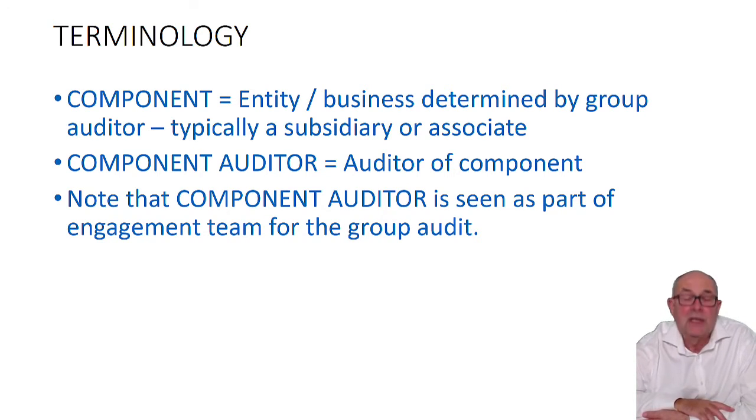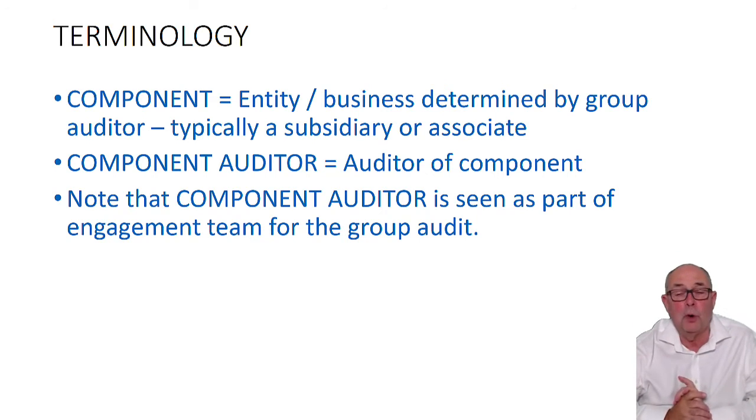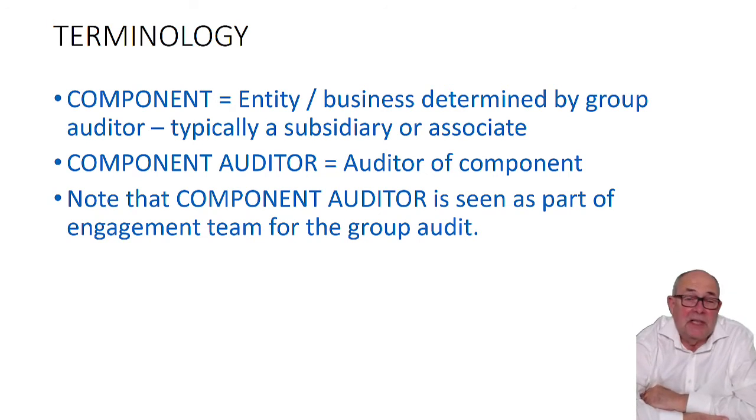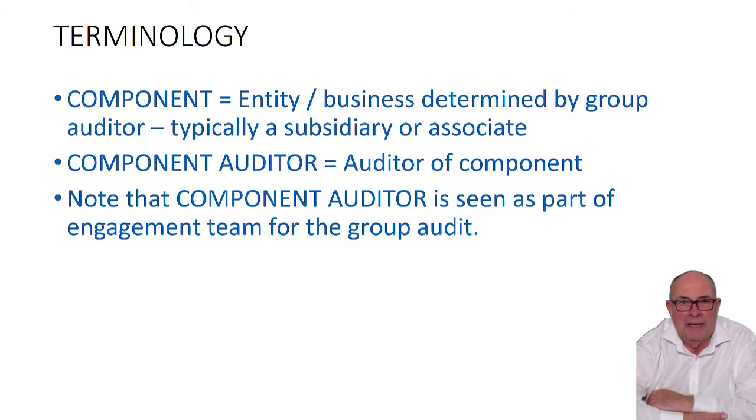The auditor of that subsidiary or associate then becomes the component auditor. The ISA requires that the component auditor is seen as part of the overall group audit team. ISA 600, they rewrote it because they were concerned about blame shifting. So the auditor of the parent would blame the auditor of the subsidiary, and the auditor of the subsidiary would blame the auditor of the parent. And I think a lot of the thrust of the standard is to say, look, you're all in this together.